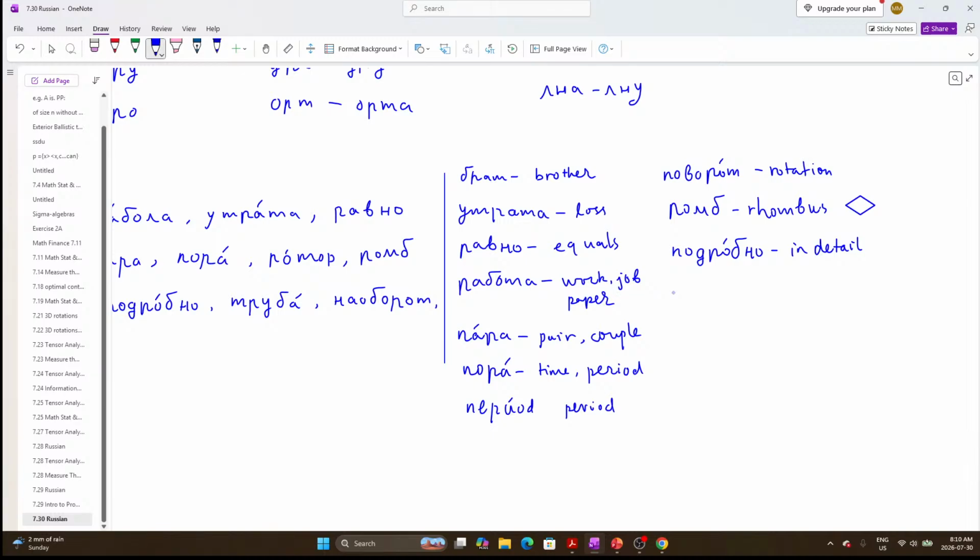Труба is pipe, duct. Труба is pipe, duct. Pipe, duct. Труба. Okay. Наоборот is conversely. Наоборот, conversely. Труд, work, labor.